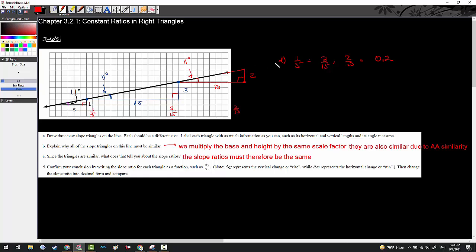So again, we're going to start to realize how this affects constant ratios in right triangles. Give me a second. I'll be back with the next problem.